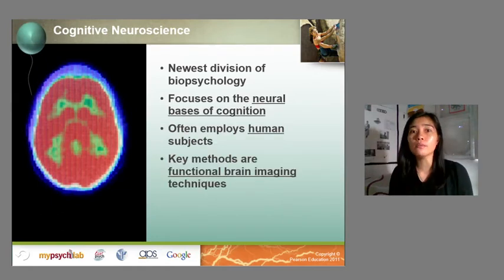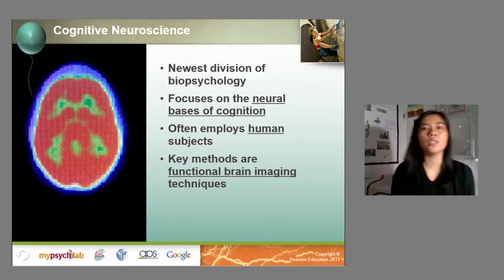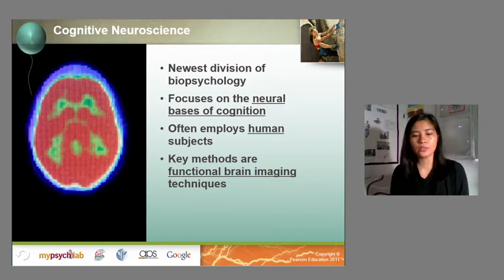Next is cognitive neuroscience. It's the newest division of biopsychology, and it focuses on the neural basis of cognition. When we say cognition, it's a term that refers to higher intellectual processes such as thought, memory, attention, and complex perceptual processes. Often, it employs human subjects, and the key method for this is the fMRI, or the functional brain imaging techniques, such as the MRI.